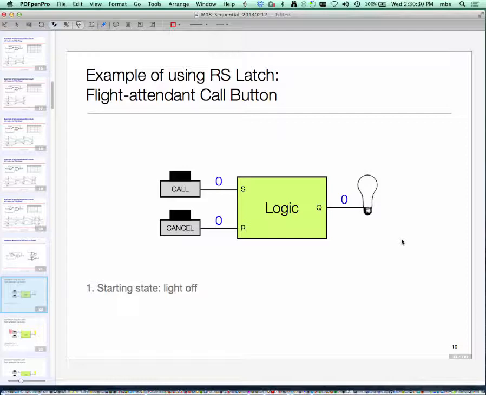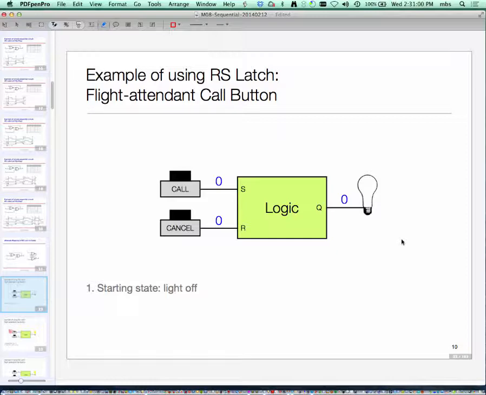So as you can see, there is a history behavior out here. That is, what the cancel does depends upon what the past was. If the bulb was already lit, then cancel means turn it off. If the bulb was already off, cancel means do nothing. And likewise for the call side, if the bulb is off and I press call, the bulb is lit up. If on the other hand the bulb was already lit up and I press call, nothing should happen.